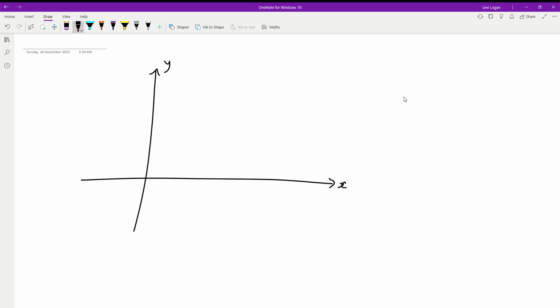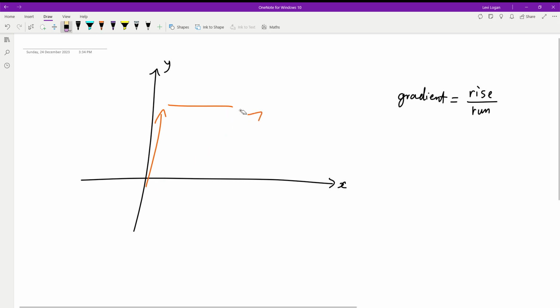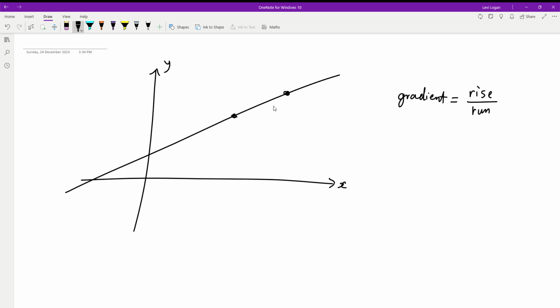So we know what gradient is. Gradient is rise on run. So how much we change in the y direction compared to how much we change in the x direction. The rise representing how much we change vertically and how much we change horizontally, and thus giving us this slope called a steepness. Okay? So we've calculated this stuff for simple lines. So for example, if we have a line like this, we can calculate the gradient by measuring this change in x compared to this change in y. And that's what we call gradient. Gradient is change in y over a change in x.